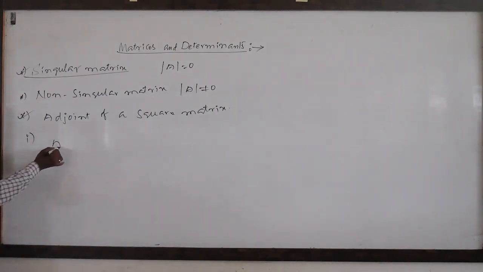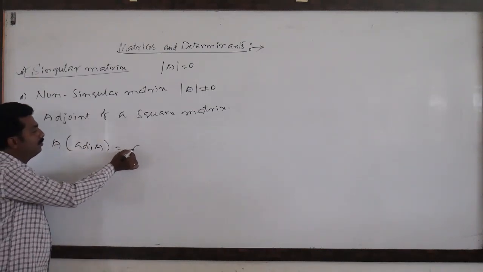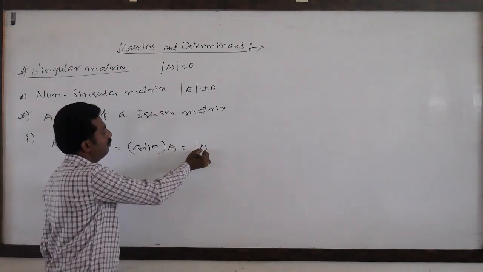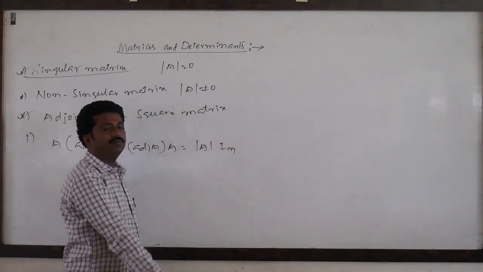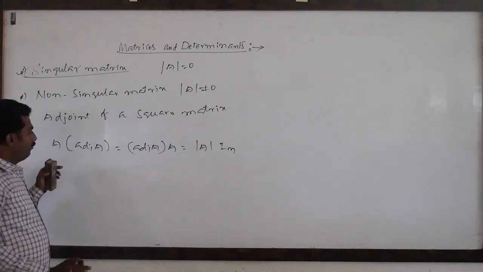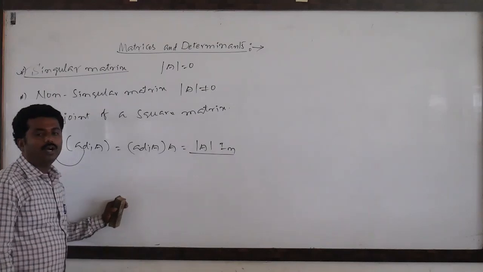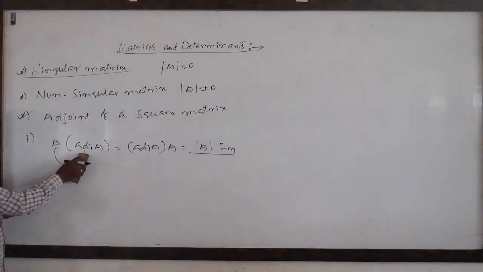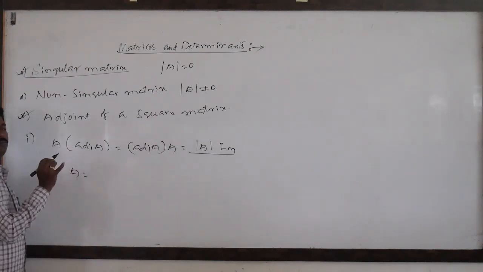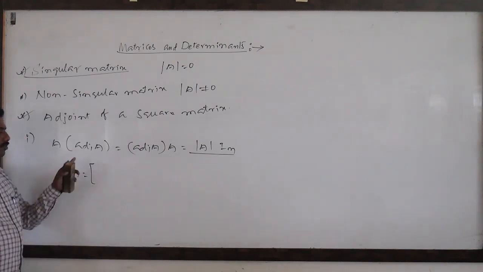So the first property: A into adjoint of A equal to adjoint of A into A equal to determinant of A into I_n. So here, if you calculate the product A into adjoint of A, what should we get? Determinant of A into I_n. I am taking one simple example, and with some basic concepts we will prove it.